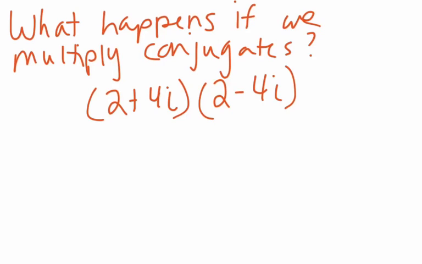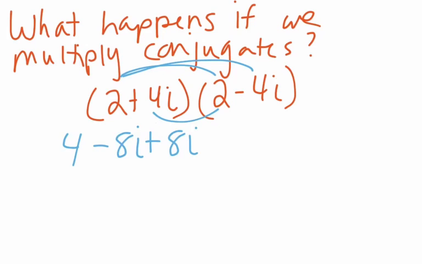Okay, so if you're doing this on your own, we would FOIL this. Remember, conjugates come from the difference of squares, and so we know with conjugates, the middle part always drops out. We're expecting the middle part to drop out, but then something interesting happens with the parts that are left. So we have 2 times 2 is 4. 2 times negative 4i is negative 8i. 4i times 2 is positive 8i. And these are the terms that cancel out. And that always happens when we multiply conjugates.